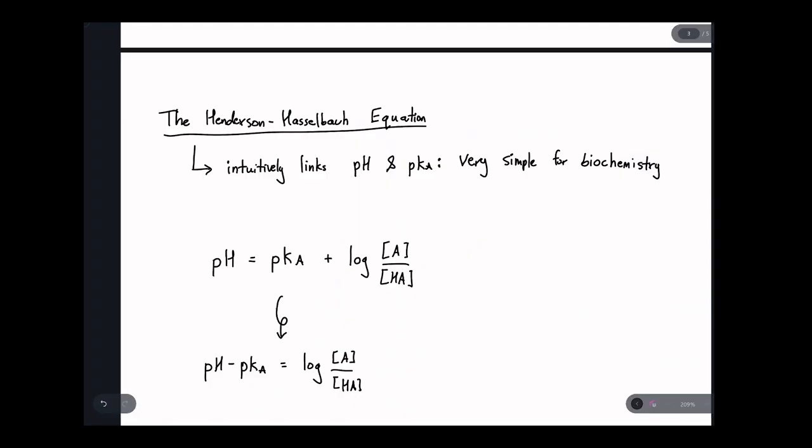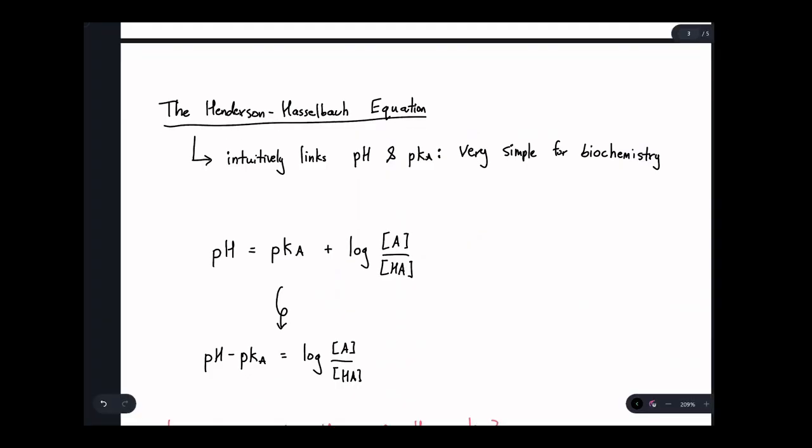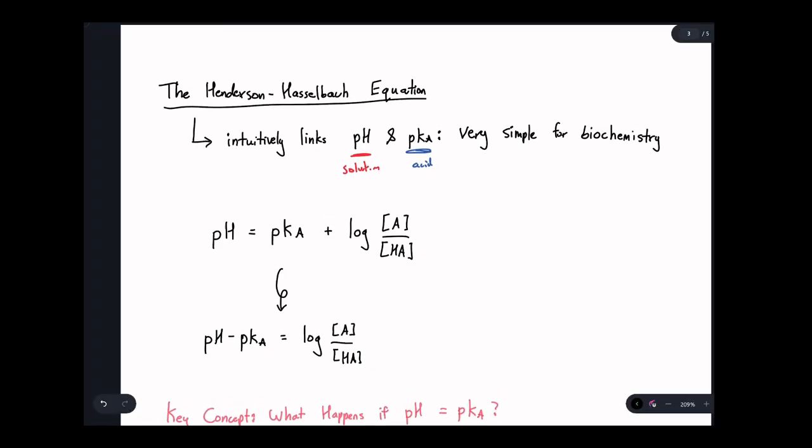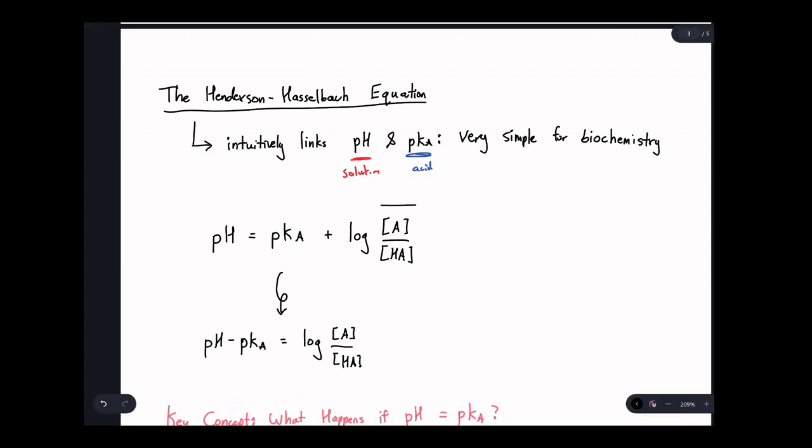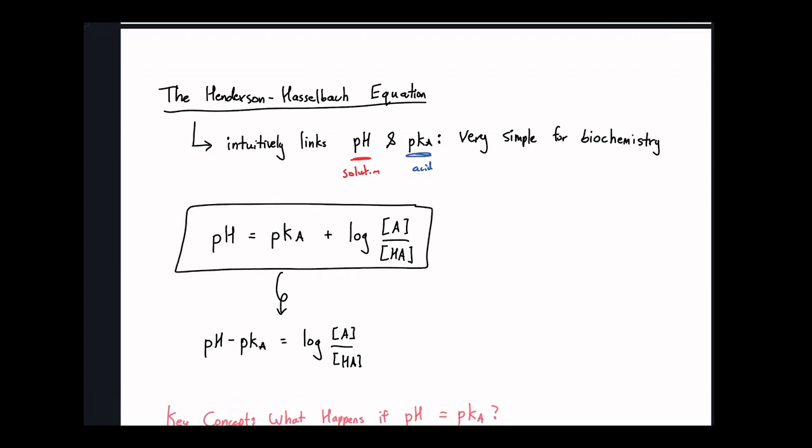Now, the Henderson-Hasselbalch equation is really the big missing piece here. It's going to link the pH of the solution and the pKa of the acid. We don't have to go into too much depth for biochemistry; there's more to dig into with this equation. But this is just the equation: the pH of your solution is equal to the pKa of the acid plus the log of the A form, which is the less hydrogen form, over the HA form, the more hydrogen form.